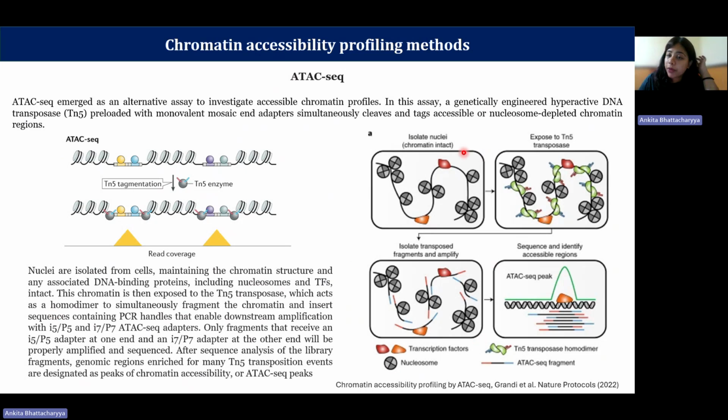You have a step where these nuclei are isolated to keep the chromatin intact. They are, sorry, they are exposed to TN5 transposase. As you can see, this enzyme works like a homodimer. These green colored two subunits are able to assemble there. And then you isolate the transposed fragments and you amplify them. And then you sequence and identify any accessible regions which are present there, which will call for your ATAC-seq peak. So yeah, that's pretty much what we see here.